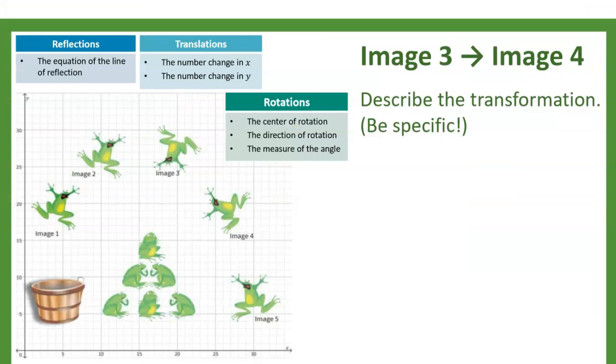So now we have another one, image 3 to image 4. Once again, we've already made it to image 3, so now we'll just need to take that to the next one, to image 4. Give that one a try, see if you can figure out the transformation that will take it there. See if we come up with the same one.